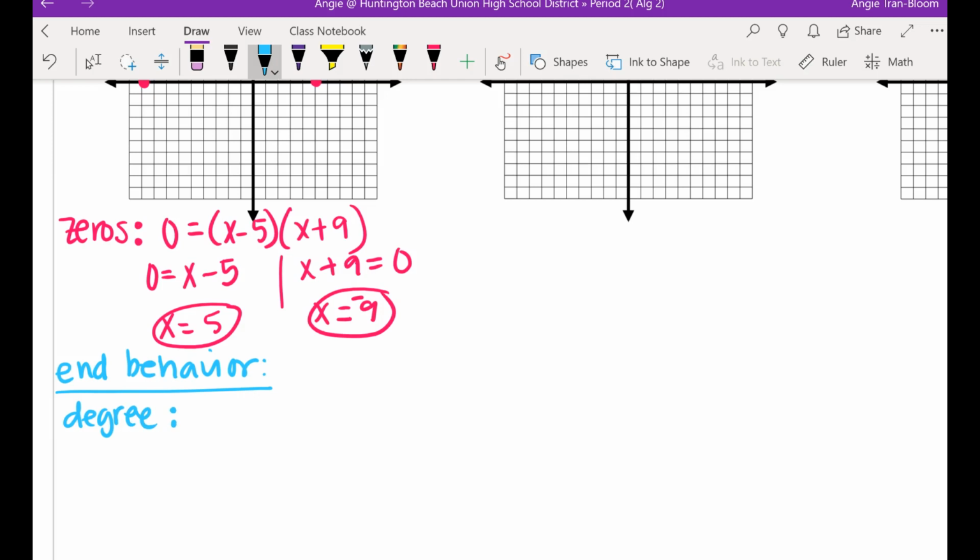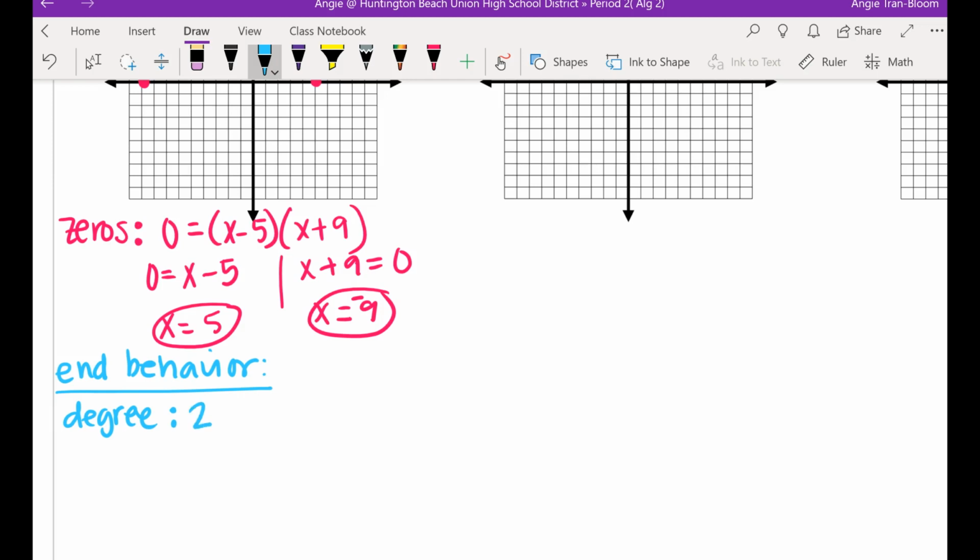What is the degree of the entire function? Baron? 2. How do you know? How did you get 2? If I multiply this all out, what is the highest degree that you can get from the whole thing? x squared. So Baron is right. It's a degree of 2.